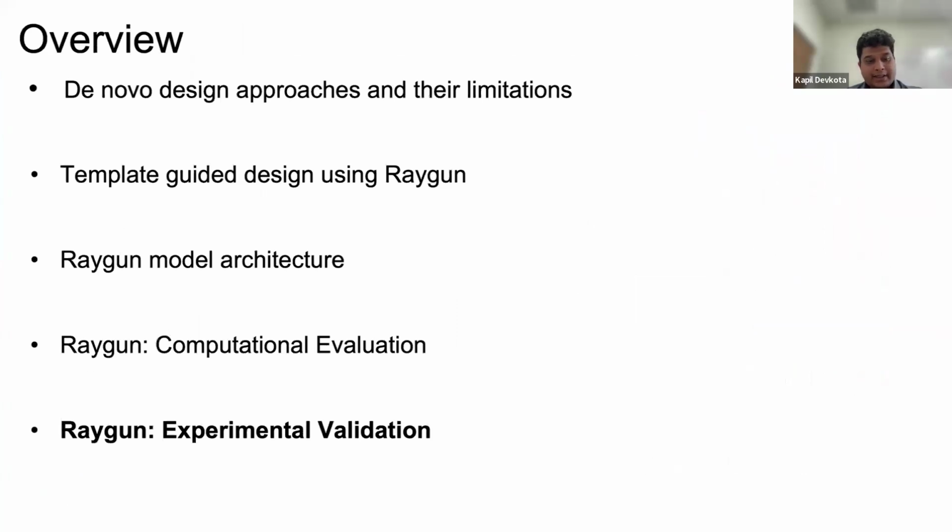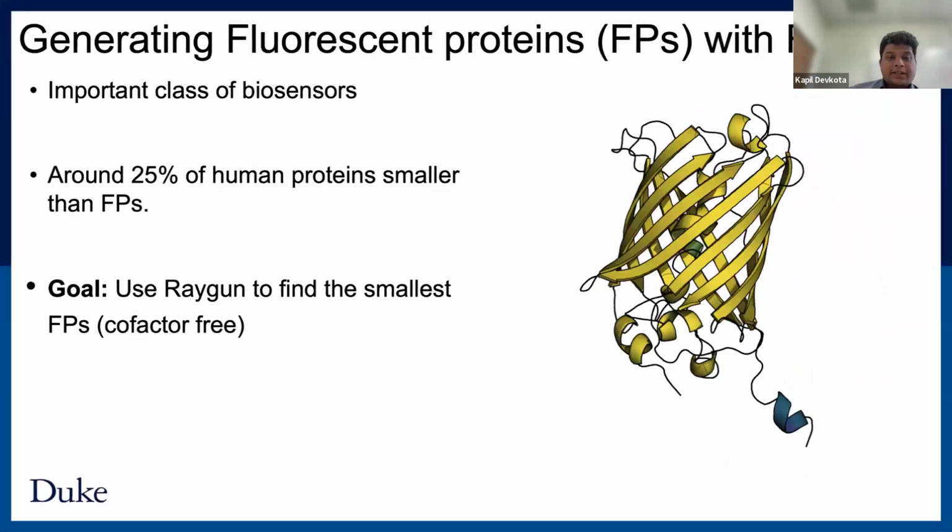And the final section is experimental validations. We validated our model using 3 assays. The first assay was trying to create smaller fluorescent proteins. Fluorescent proteins are an important class of biosensors, and around 25% of human proteins are smaller than fluorescent proteins. Our goal was to find the smallest fluorescent proteins that were cofactor free.